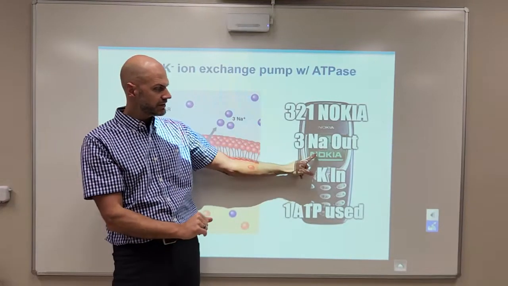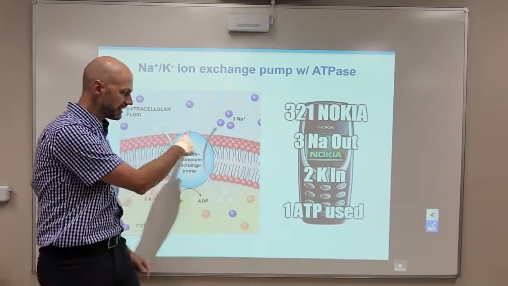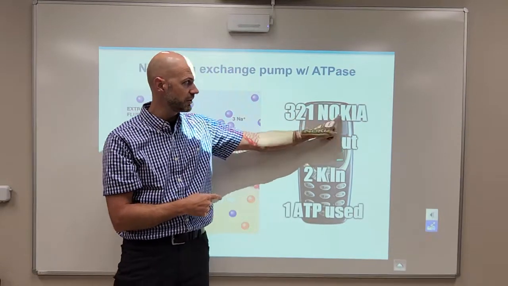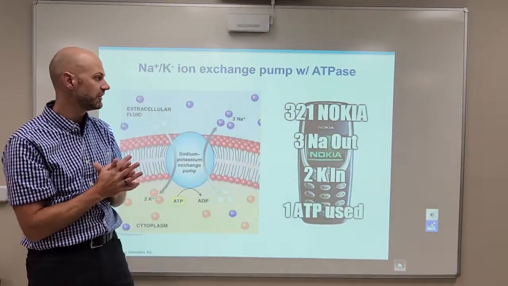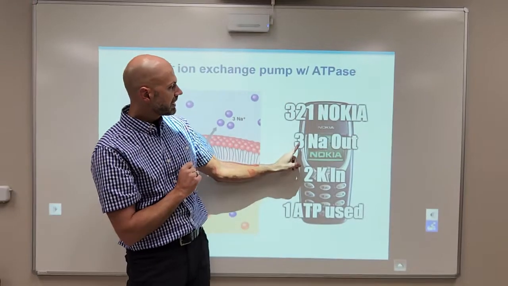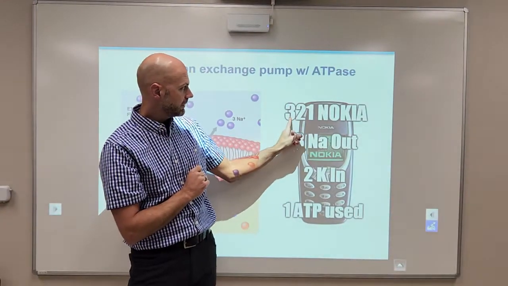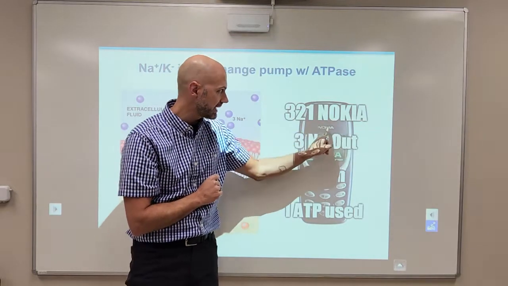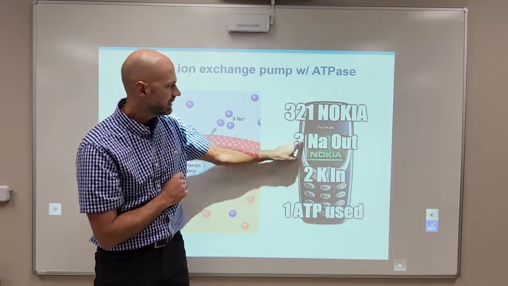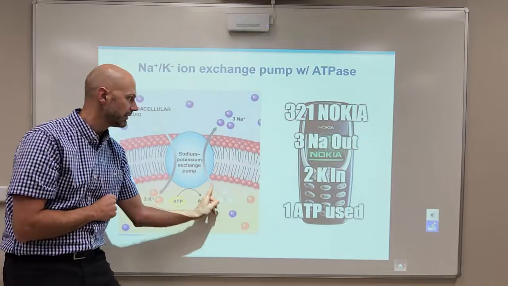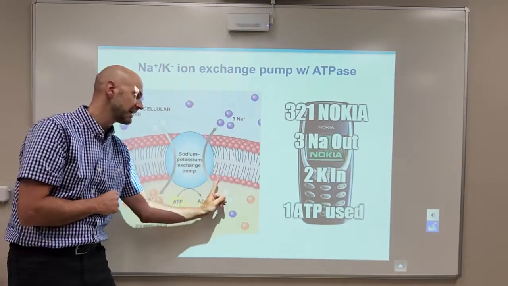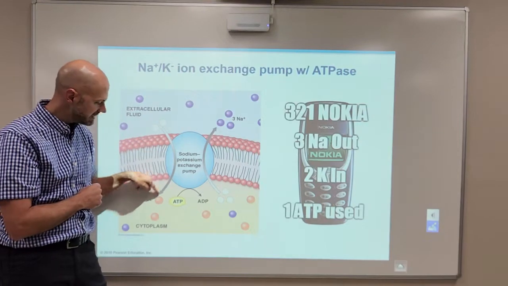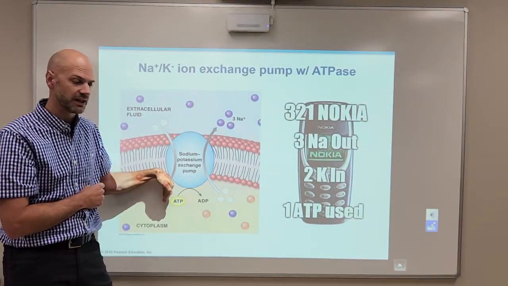This is the clever mnemonic that helps us remember this protein's role. It's called 3-2-1 Nokia. Nokia is an old type of phone. If you line up the 3-2-1 underneath the N, K, and A: 3 sodiums move out of the cell, that is efflux. 2 potassiums move into the cell, so potassium influx.